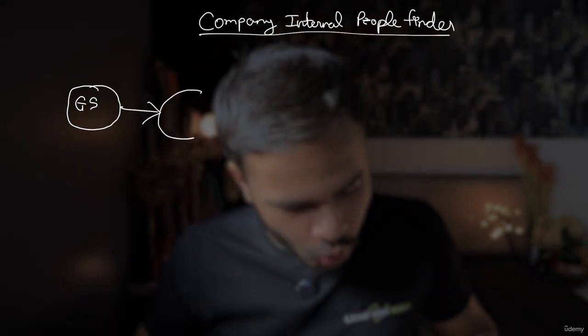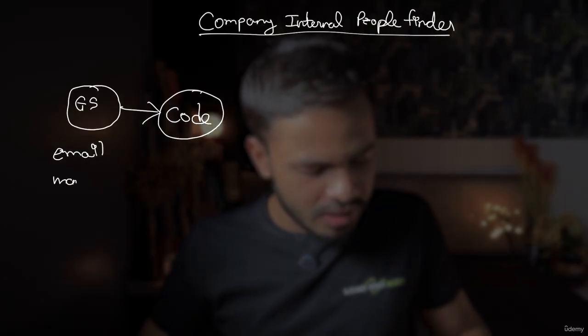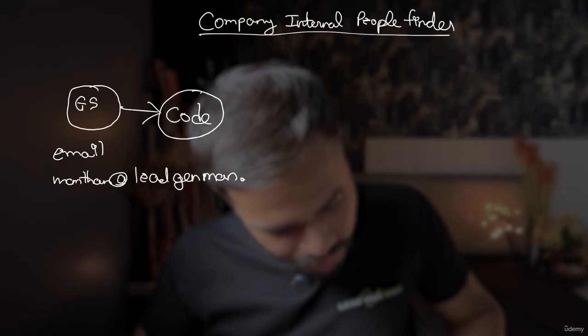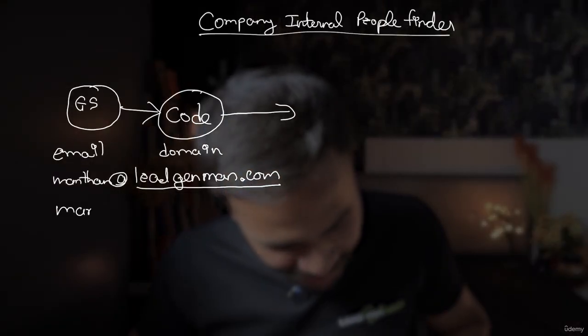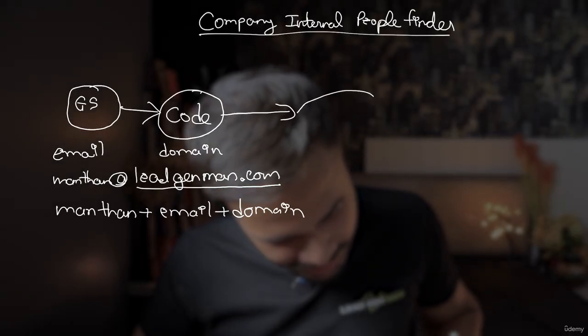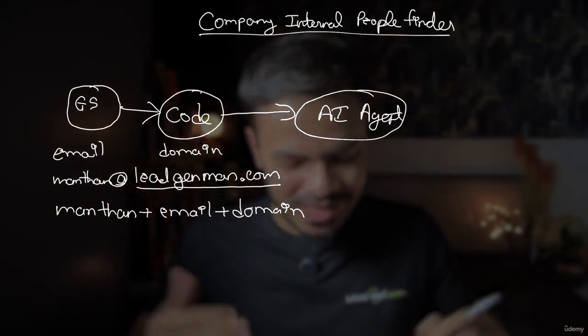Then we are going to introduce a code node. Basically, what this code will do is, from the email, for example manthan@leadgenman.com, scrape out the domain of my business or company. After that, we are going to pass all of this information, which is the name of the prospect, the email and the domain, to the AI agent. And we are going to tell our AI agent to find out C-level executives or two to three decision makers from this prospect's company. And we're going to scrape that data by using Apollo.